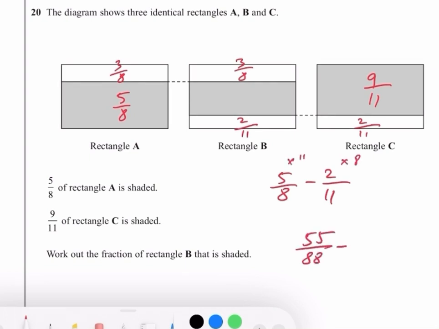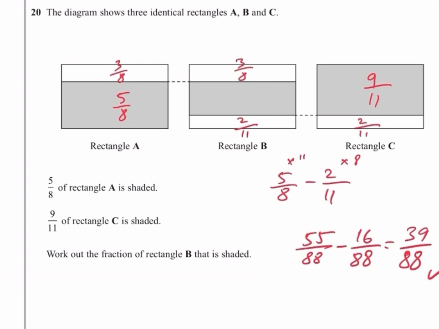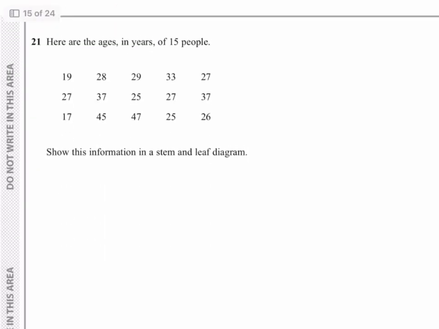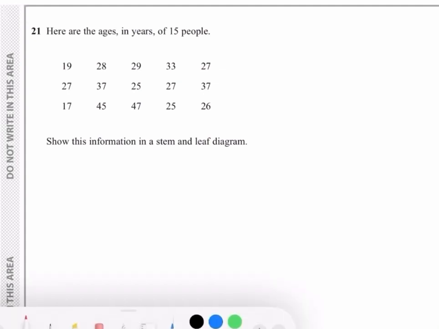So here you have to have the common denominator. So change them into equivalent fractions. Subtract the top numbers only, and 39 over 88 is the right answer. I think only a few students got this right, so if you're one of them, well done.